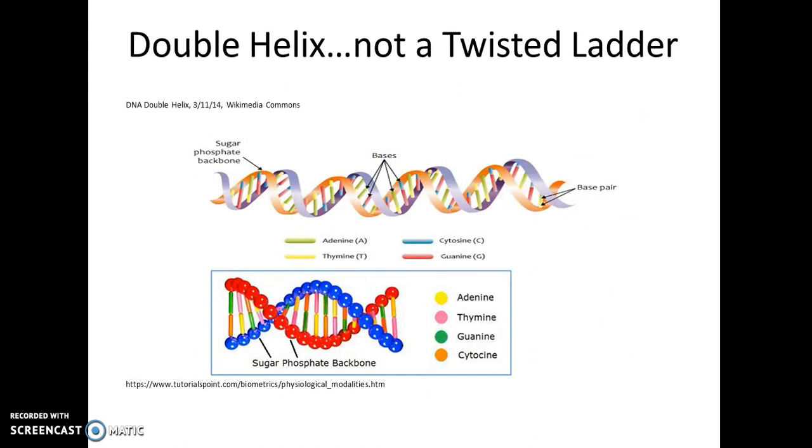DNA is a double helix, not a twisted ladder. This is a twisted ladder. The middle, or the axis, goes right down the middle here, whereas this will wrap around the axis. So a spiral staircase moves around the center pole, where the center pole of a twisted ladder goes right down the middle of the ladder. It is not a twisted ladder. This is wrong.